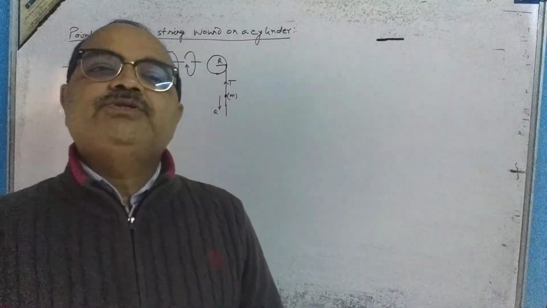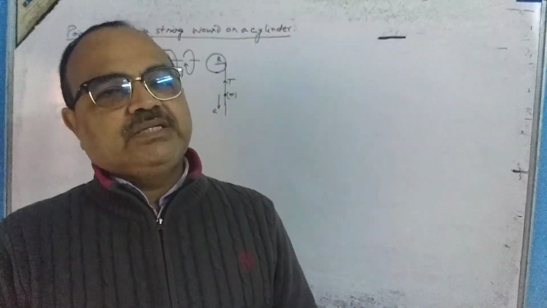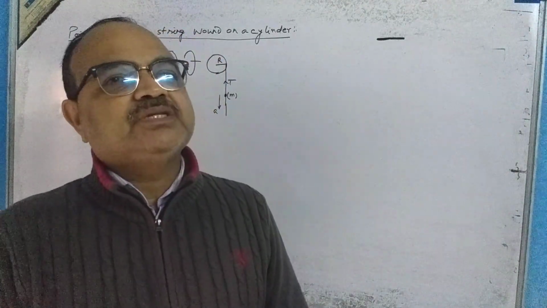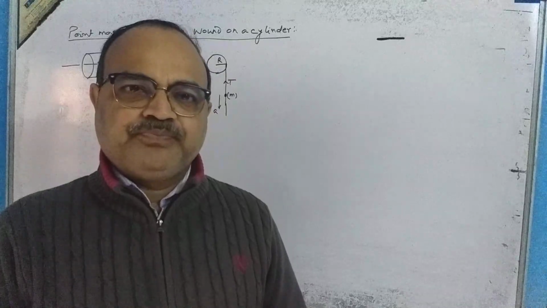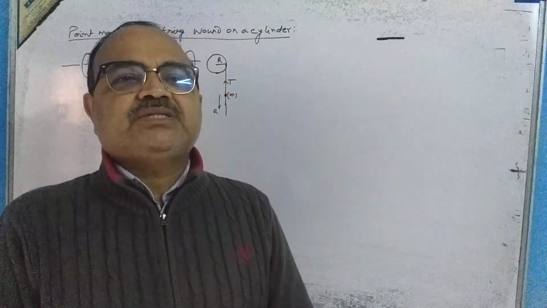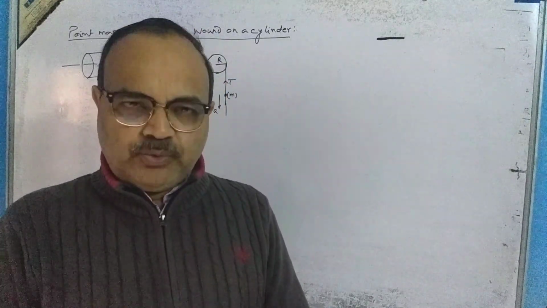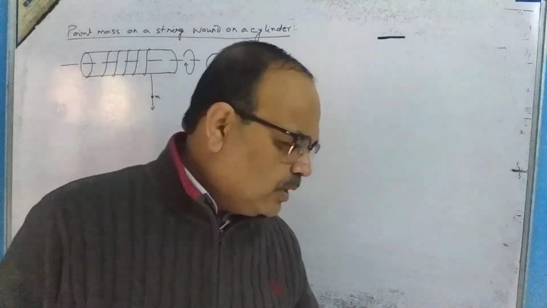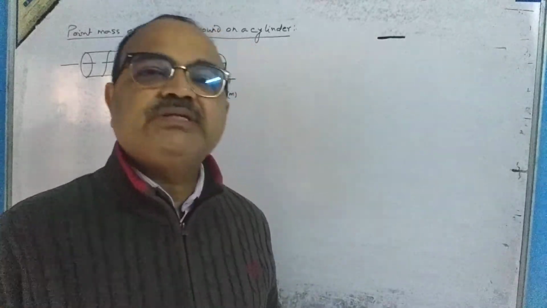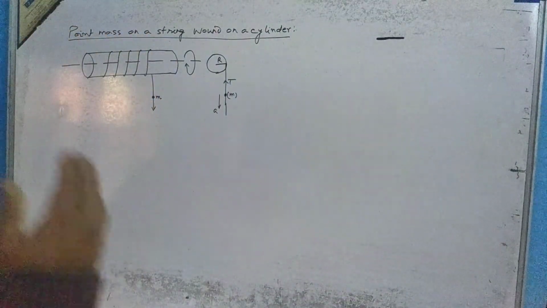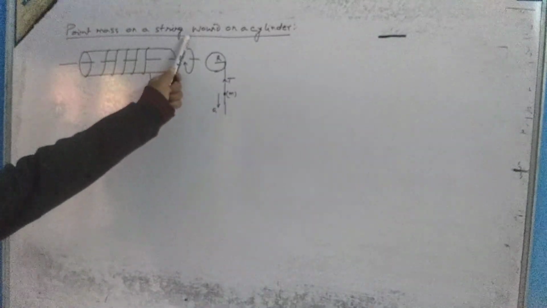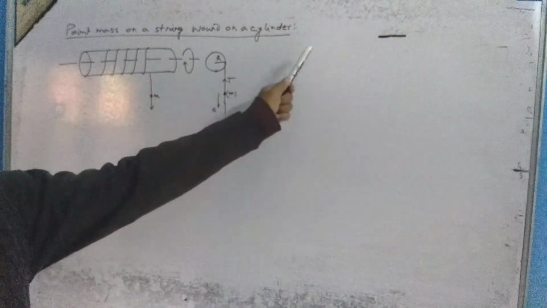Good morning, students. We have come to the end of this rotational motion chapter, and in today's class, it will be concluded. So, what is our next discussion which we are going to do? That is, point mass on a string, wound on a cylinder.